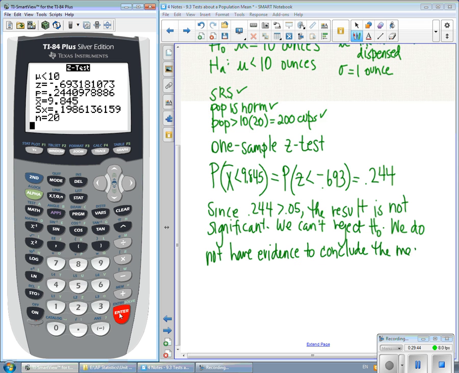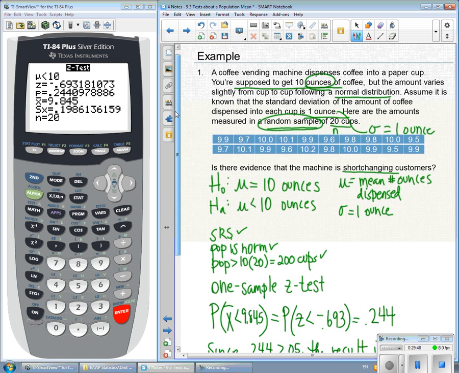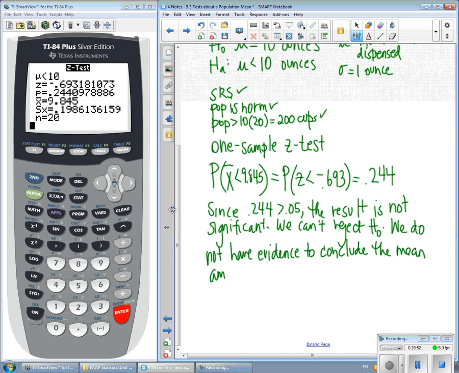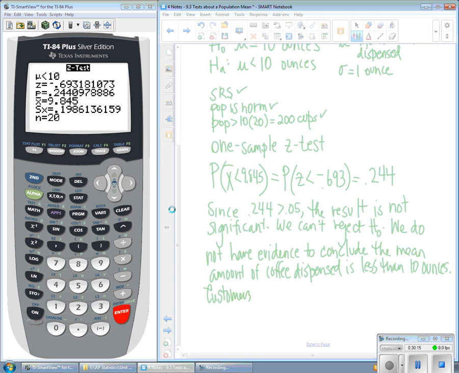the mean, what is it, coffee that we're dispensing? Yeah. We can't conclude that it's less than 10 ounces. So if you want to say also customers are not being shortchanged, you could. Oops, my computer froze.